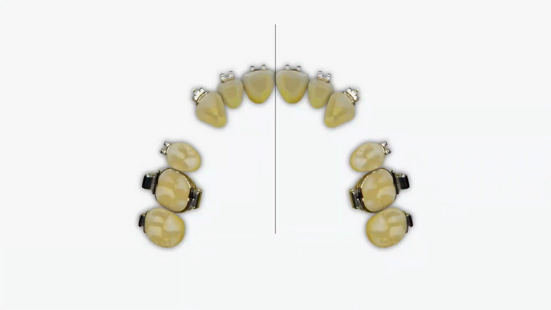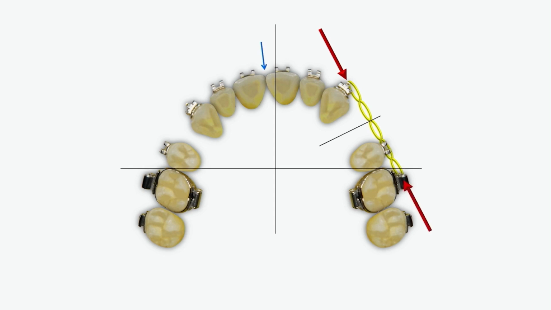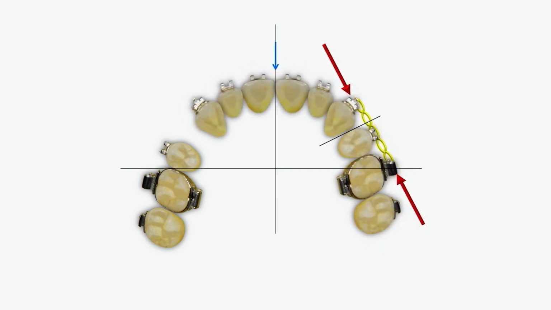Let's take a look at a very simple case of asymmetry, where the midline is shifted towards the right side while the buccal segments remain symmetrical. In this scenario, a unilateral force was applied to correct the midline deviation and close the extraction space by chain elastic. As the elastic is pitted against the molar hook, there must be an equal and opposite reciprocal force acting in response to initial force applied.